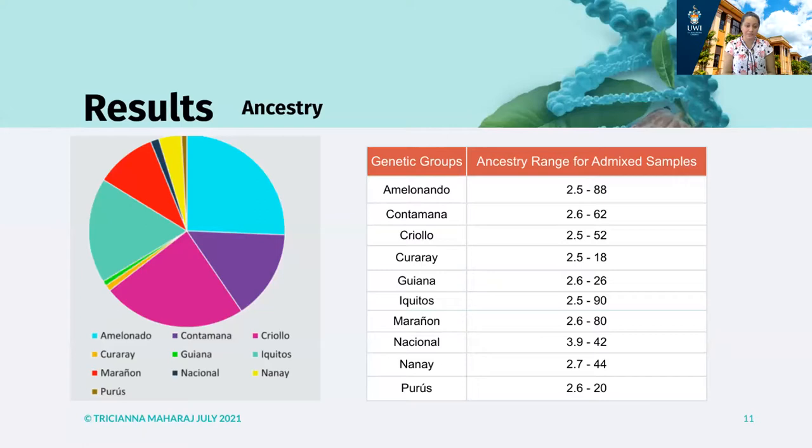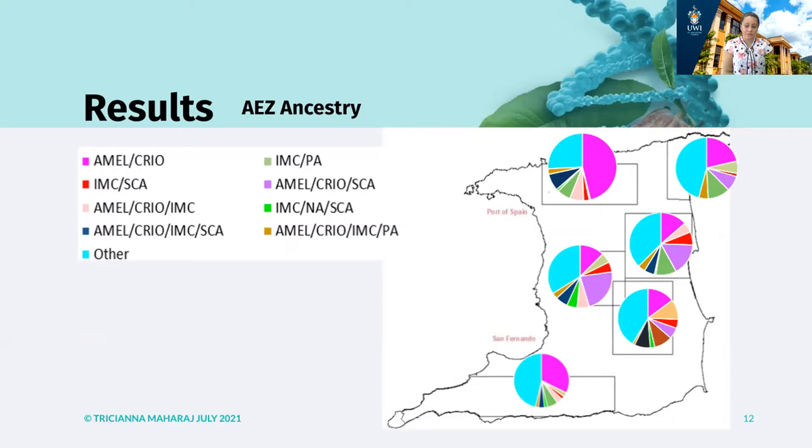So with regards to ancestry by agroecological zone, the majority of the samples that are Amelonado Criollo were located in the northern range central, and the least were located in the eastern lowlands and central flank. The majority of the Amelonado Criollo Scavina was located in the eastern flank central range and central flank. The least were located in the southern range. And the majority of the Amelonado Criollo IMC were located in the eastern flank central range again, and the least were located in the central flank.